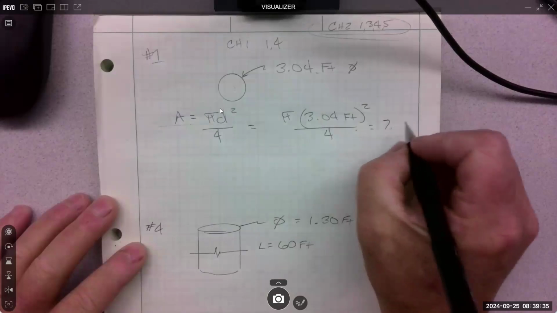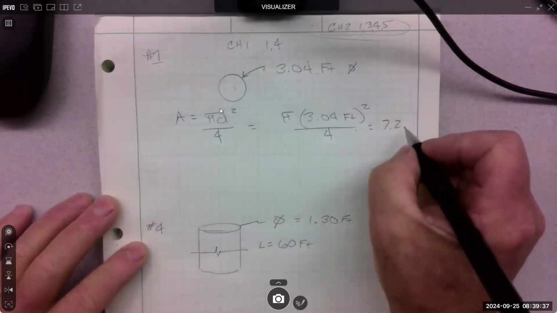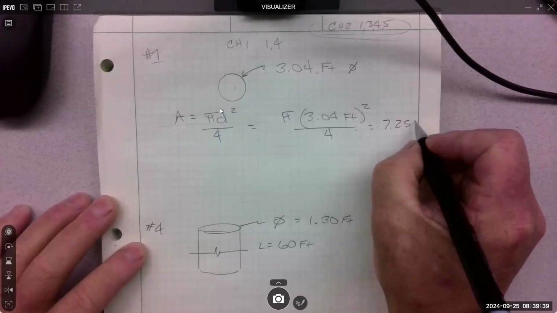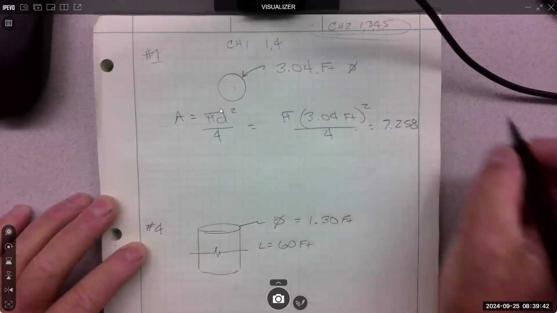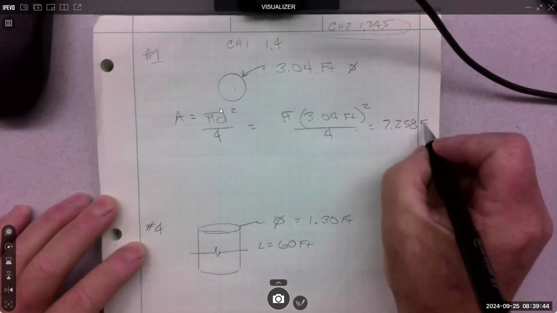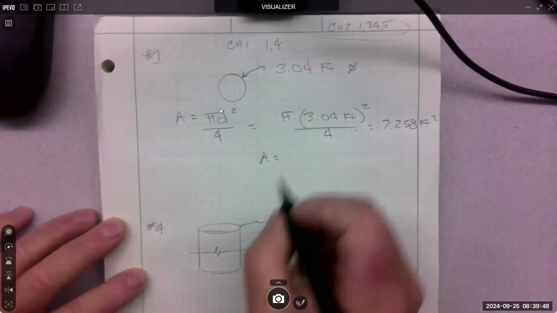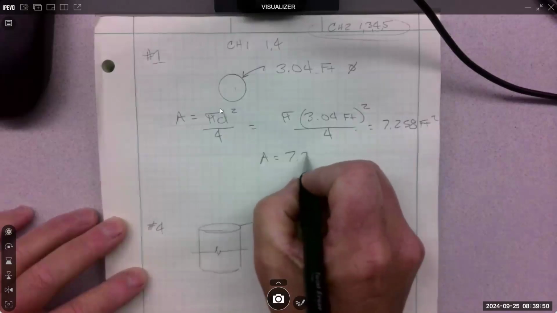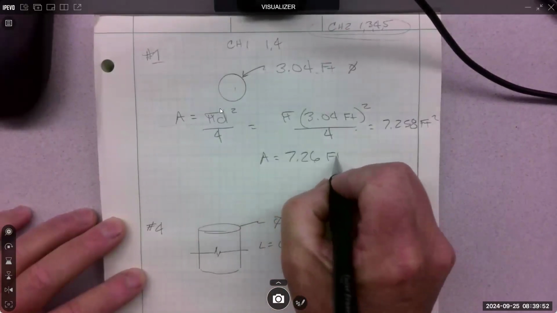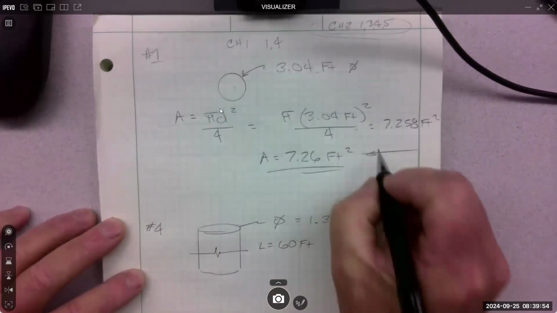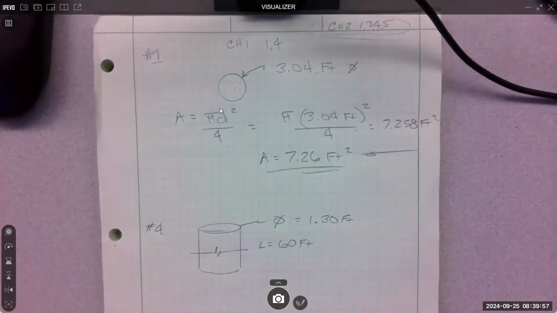7.26. What's the whole number? 258, and then it probably keeps going. Yeah, okay, and that's feet squared. So then the answer for me would be 7.26 feet squared. Some kind of commitment, underline it. Good to go. Square feet also acceptable. Yeah, like SQFT. Yep, absolutely.